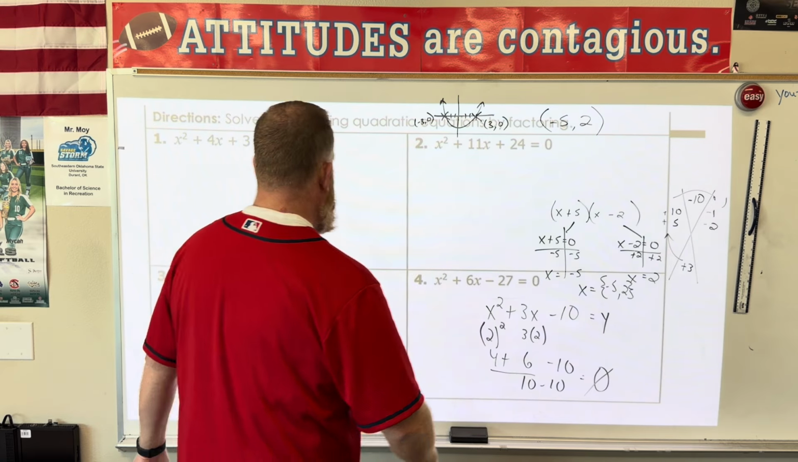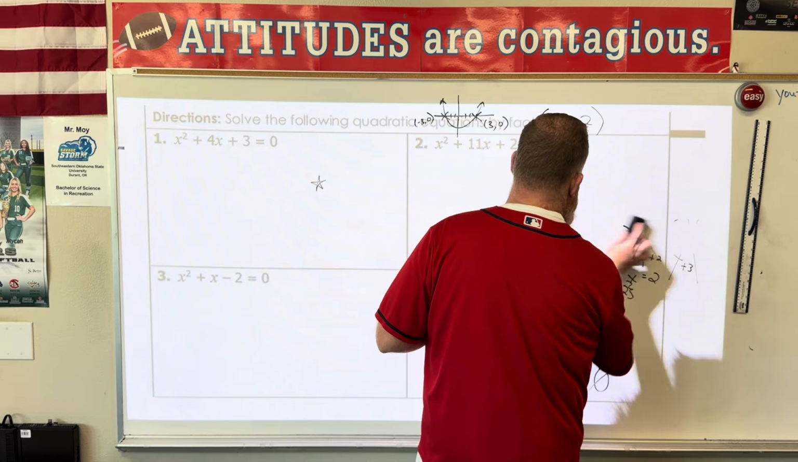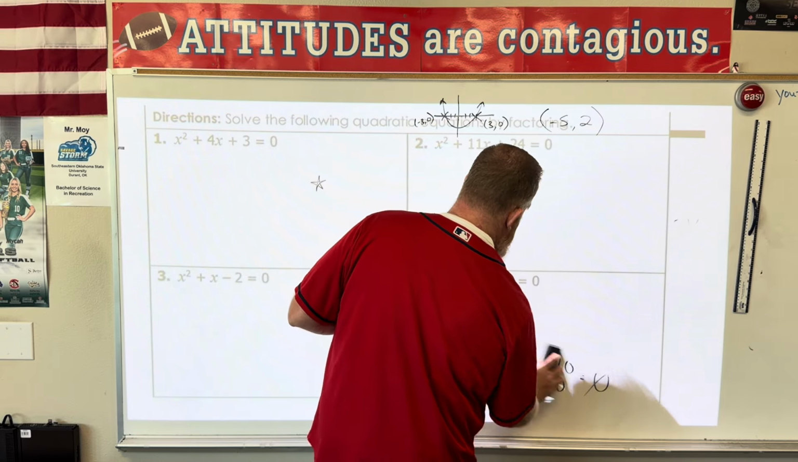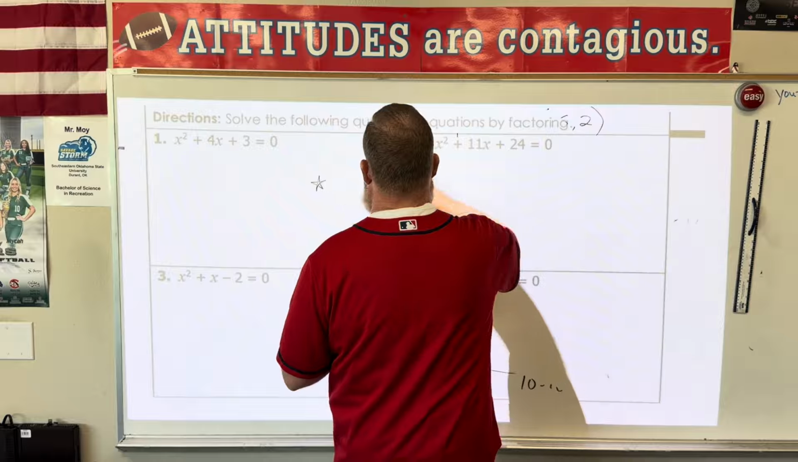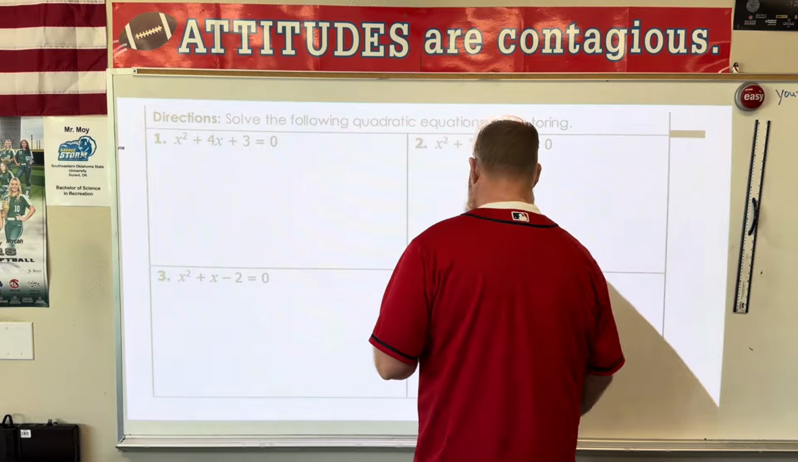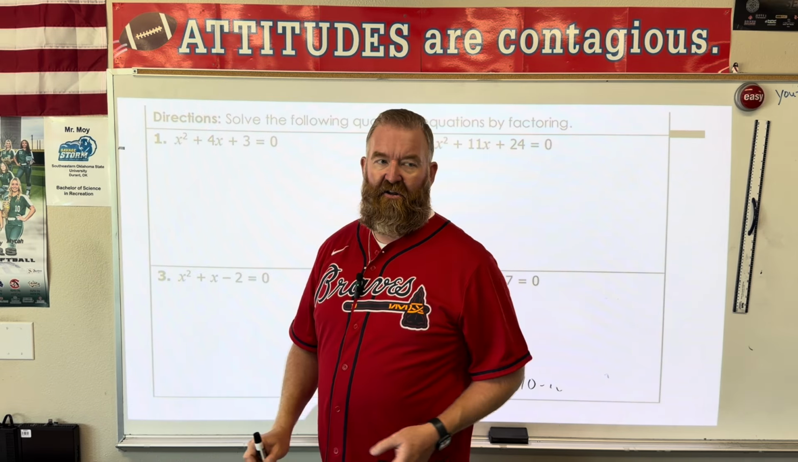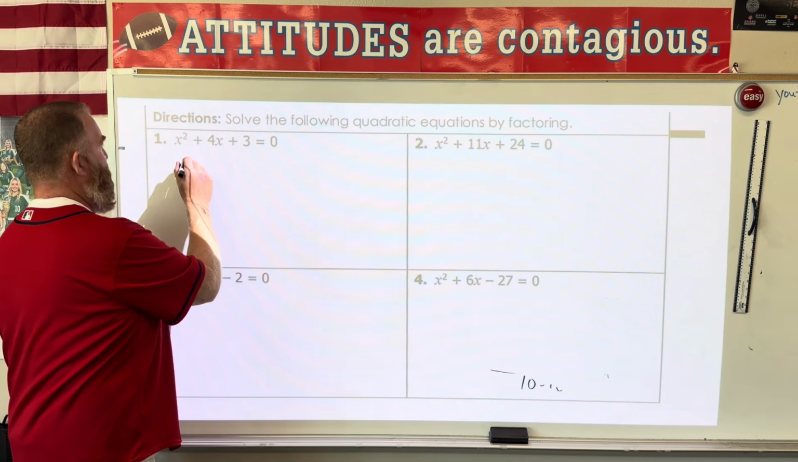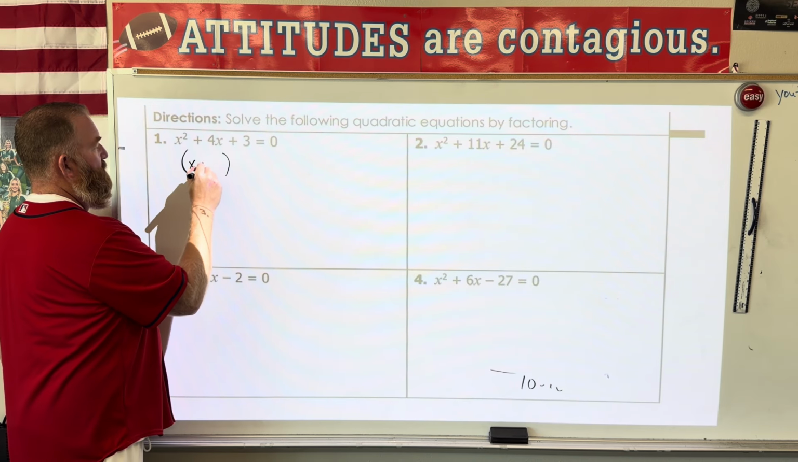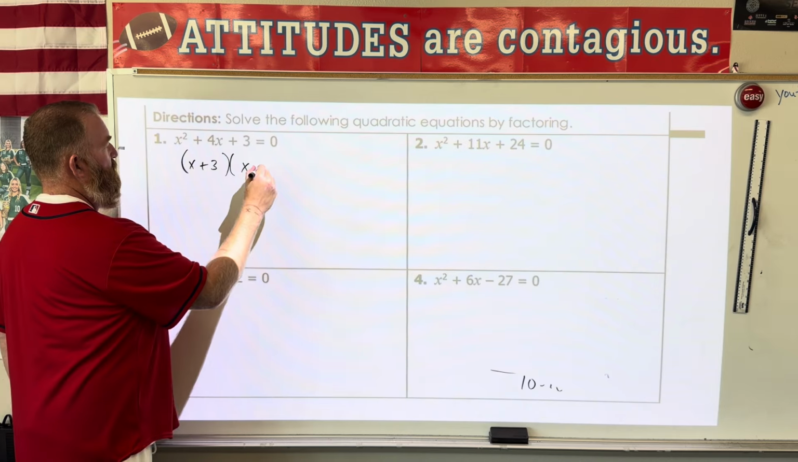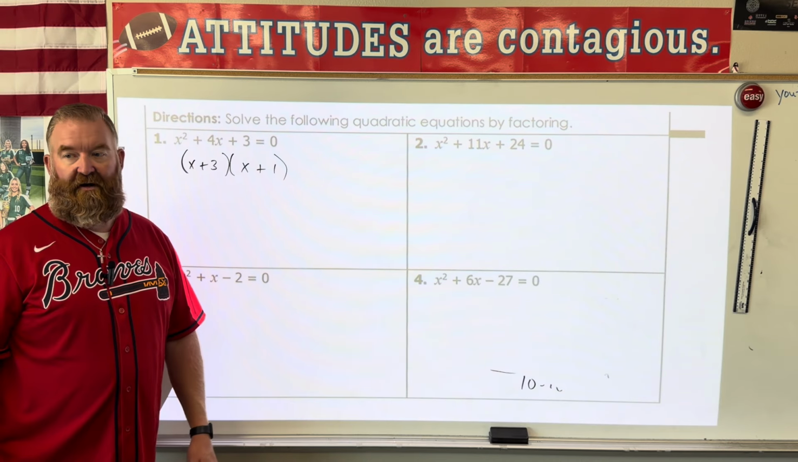All right, here we go. Let's go to these. Do me a favor, with your partner or with somebody around you, factor the first one. This one's pretty easy. What's my only factor of 3? 1 and 3. So we're not going to do the x thing here. We're just going to do this. Everybody with me? X plus 3, x plus 1. It doesn't matter which order you do it, by the way.